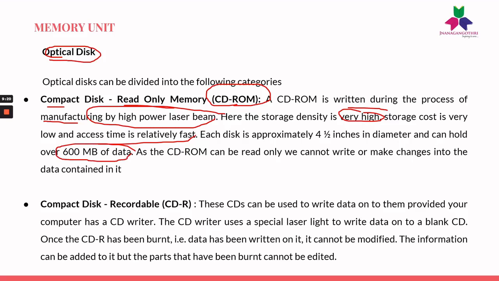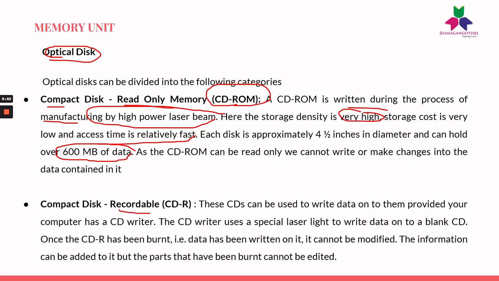So CD-ROM is read only, which means we cannot write or make changes to the data contained in it. Another type of compact disk is the recordable one, CDR. This particular compact disk overcomes the issues with the compact disk read only memory.